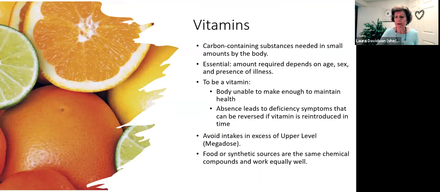So starting with vitamins, vitamins are carbon-containing substances. They are essential. The body cannot make them at all or cannot make them in sufficient quantities for health, and absence leads to deficiency symptoms and can be reversed by that vitamin. Now, keep in mind, the upper levels that we talked about all the way back in Unit 1 are very important here, because when you exceed the upper level, that's the point at which toxicity concerns come about, and that is considered a megadose. Okay, so avoid intakes in excess of the upper levels.